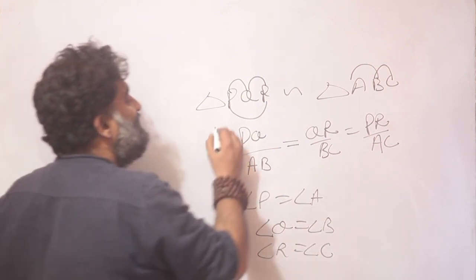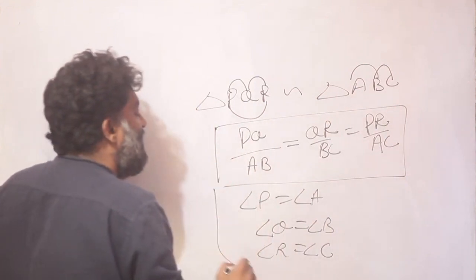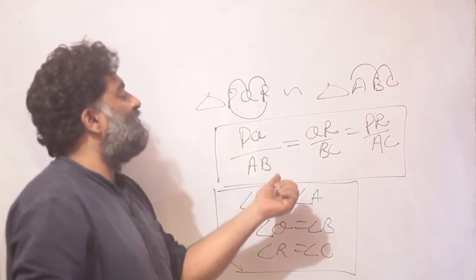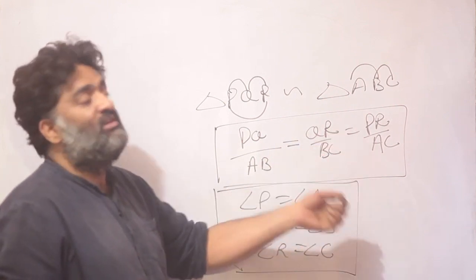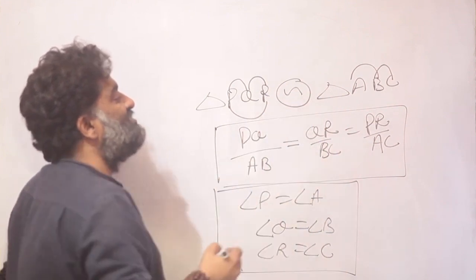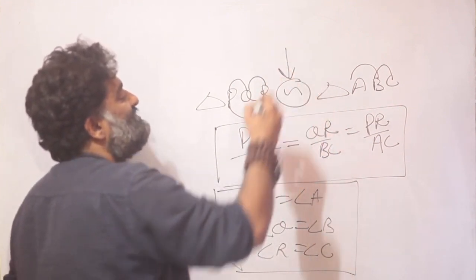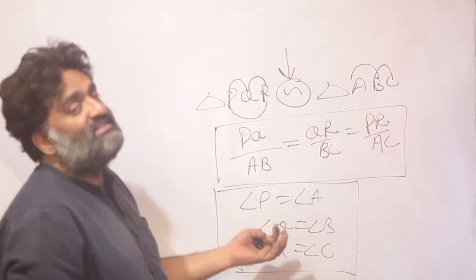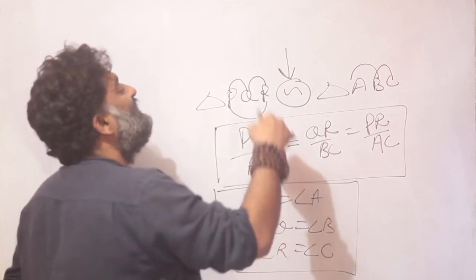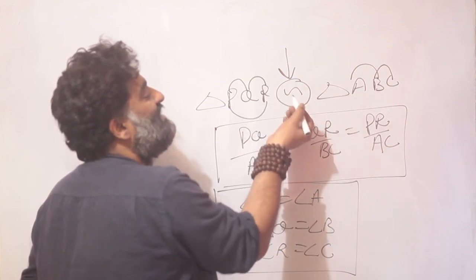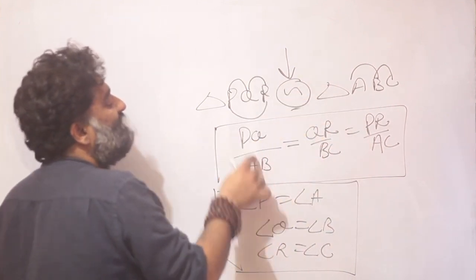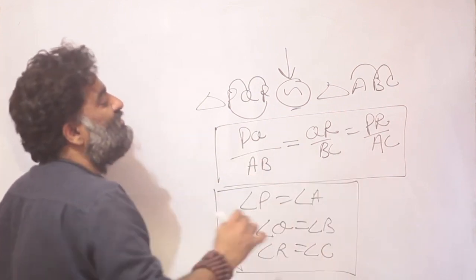So if I have these two results, that all the corresponding angles are equal and the ratio of corresponding sides is also equal, I can definitely say that the two triangles are similar to each other, this being the sign for similarity. And obviously I can look at this result in a backward manner also. If somebody tells me that these two triangles are mathematically similar, I can thus conclude that this is going to be true and this is going to be true.